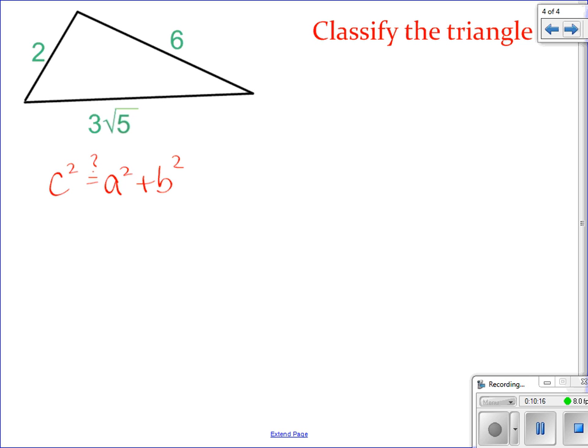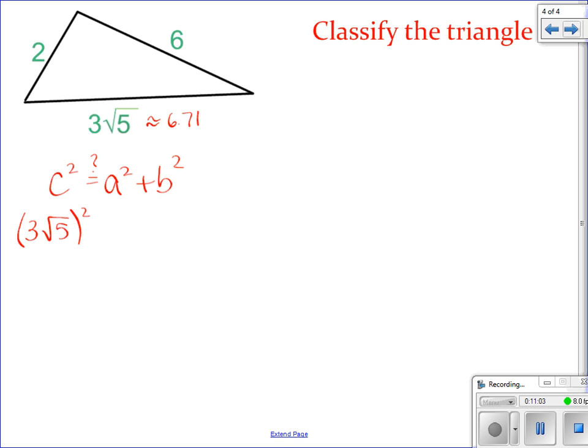All right. We're trying to figure out what kind of triangle it is. So what is going to go in for c squared? Well, right now we don't know which one's the longest side. So let's first figure out what 3 times the square root of 5 is in your calculator. What is it as a decimal? 6.7? Okay, so which one's the longest? That one? Okay, so on this side, we need to have 3 times the square root of 5, the whole thing squared.